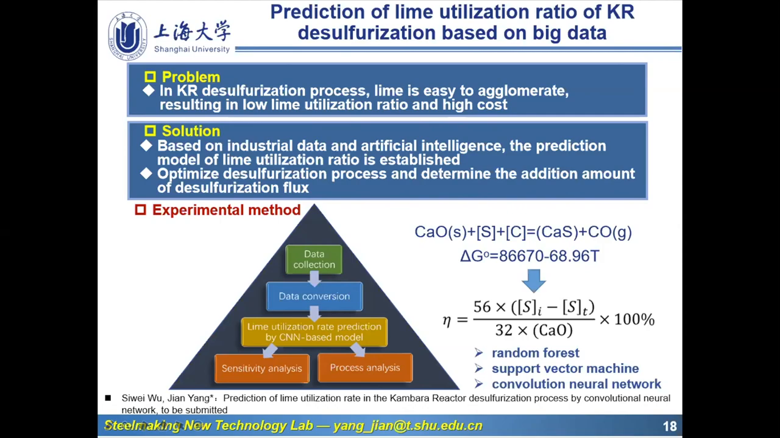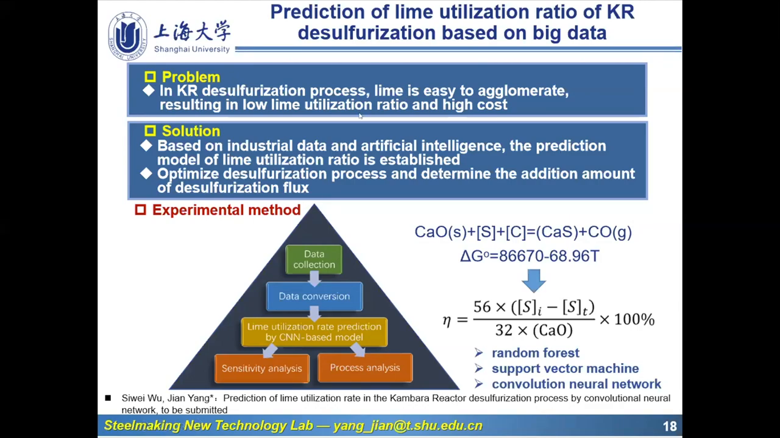And to optimize the desulfurization process and determine the addition amount of the desulfurization flux. In the desulfurization with lime, here is the reaction: lime oxide plus sulfur plus carbon produces lime sulfide and carbon oxide. We use three models. One is a random forest. The second one is a support vector machine. The third one is a convolution neural network.